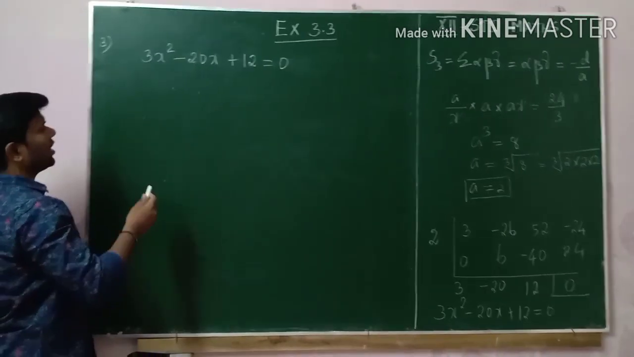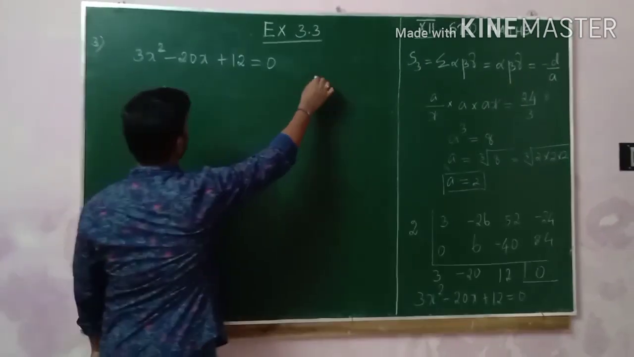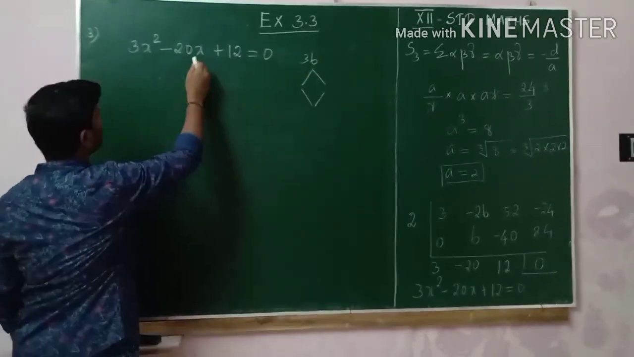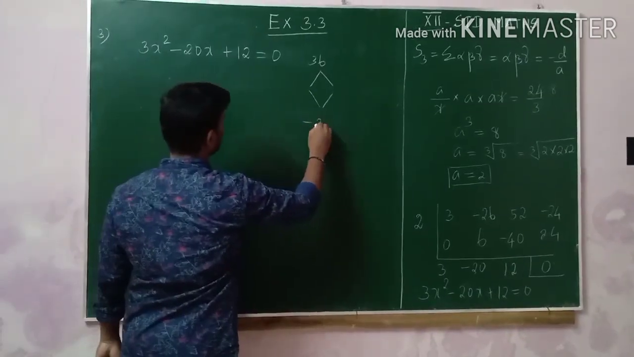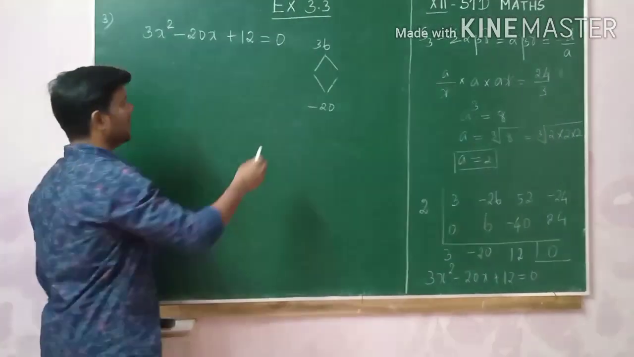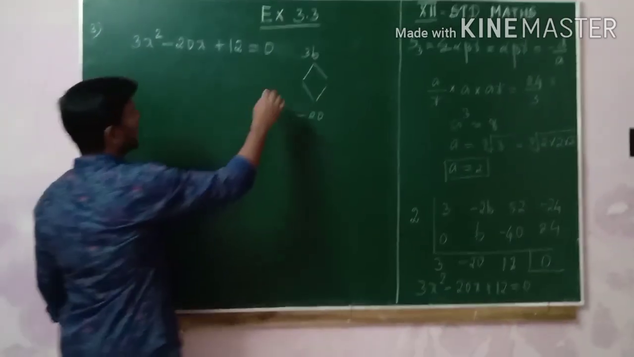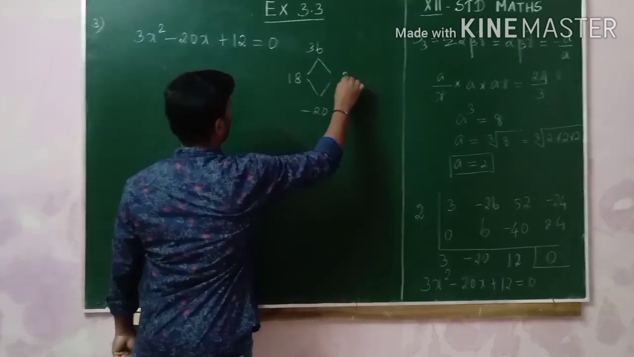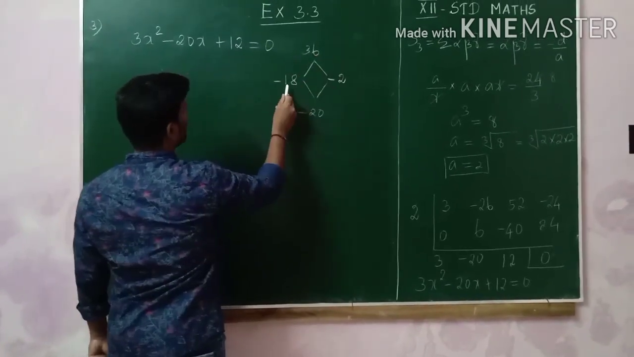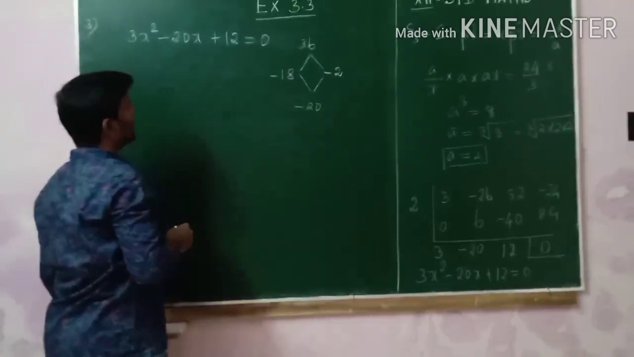So we will factorize this. How do we have to factorize? Take the coefficient of x square, multiply with the constant term. 3 into 12, 36. Then the coefficient of x is minus 20. If we multiply, we have to get 36, and if we add, we have to get minus 20. So what are the possibilities? Minus 18 into minus 2 is 36, and minus 18 minus 2 is minus 20.